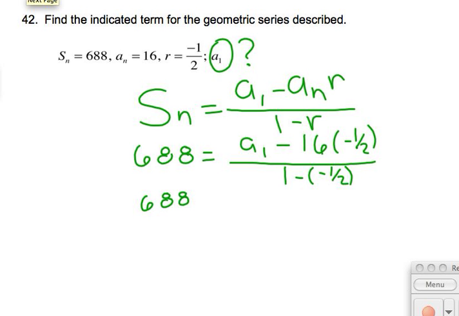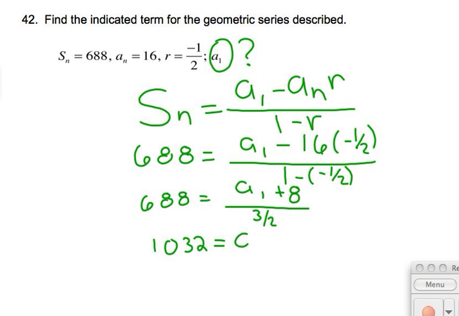Calculating out and doing your algebra, I get a sub 1. And 16 times a negative 1/2 is a negative 8. And so it has a sub 1 minus a negative, would be a sub 1 plus 8. On the bottom, I have 1 minus a negative 1/2. So 1 plus 1/2, which would become a 3/2. Cross multiplying, I take 688 times 3/2. I get 1032 equal to a sub 1 plus 8. Move the 8 over, finding out that term 1 is 1032.